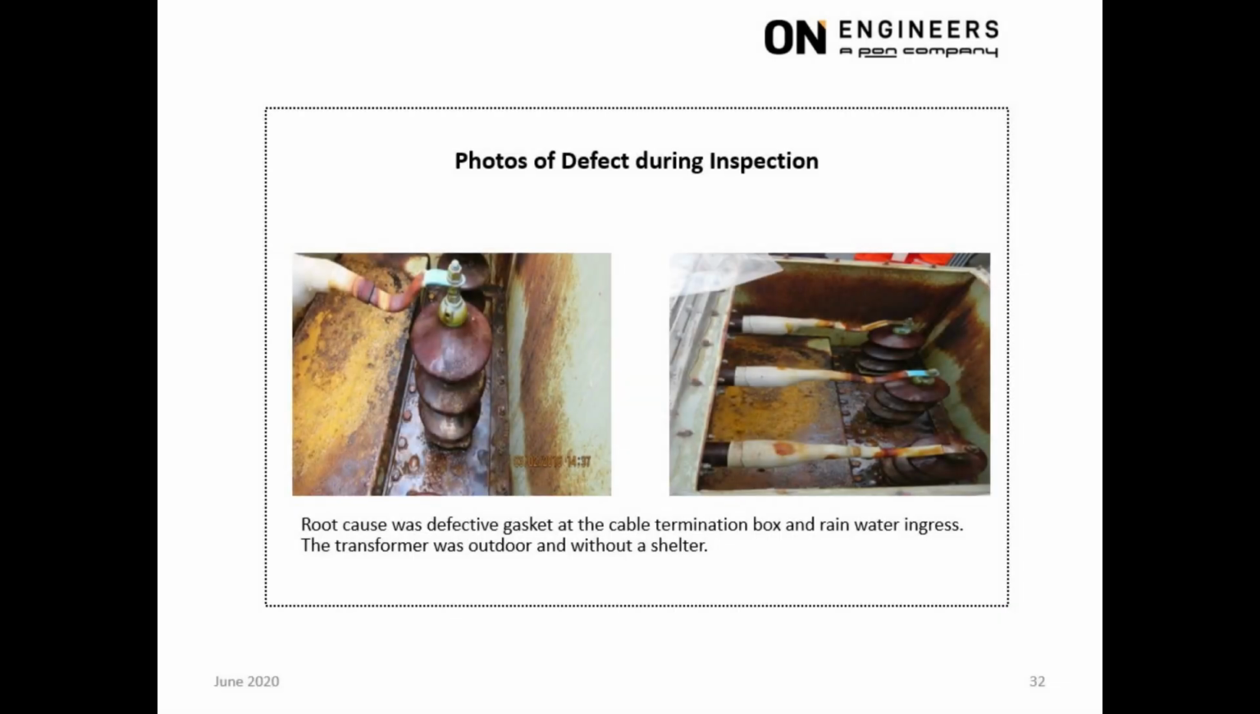This slide shows the defect. There was ingress of rainwater into the 22 kV cable box due to a defective gasket. The transformer was outdoor and without a shelter. The last inspection of this cable box was only 12 months ago.